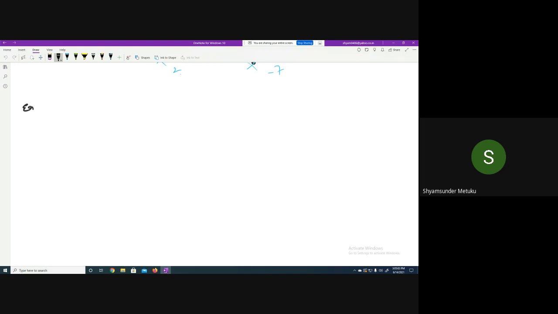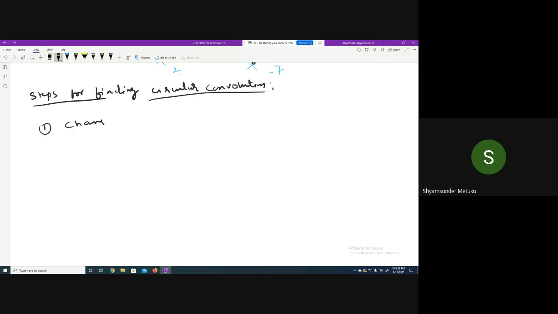Now the actual example. Perform the steps. I'll say first, steps for finding circular convolution. So what are the steps? Step one is the same thing: change of axis, similar to your linear change of axis, from n to k. There is no difference between step one of linear convolution and this one. Is it okay?